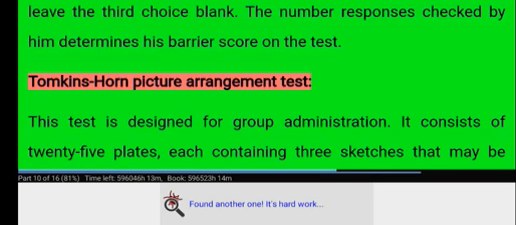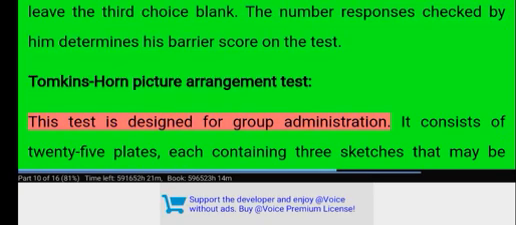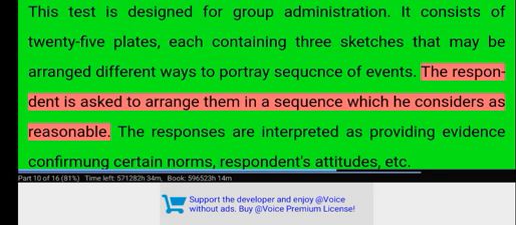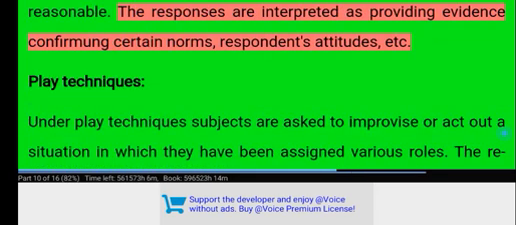Tomkins-Horn Picture Arrangement Test. This test is designed for group administration. It consists of 25 plates, each containing 3 sketches that may be arranged in different ways to portray a sequence of events. The respondent is asked to arrange them in a sequence which he considers as reasonable. The responses are interpreted as providing evidence confirming certain norms, respondents' attitudes, etc.